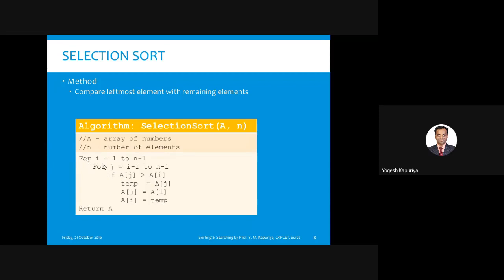What you are doing for i equal to 1 to n minus 1. So that means you are starting from the first element and you are reaching till the second last element. Last element is n. So you are reaching till second last element. The reason for that is there is no need to have any comparison when you have only one element inside an array. So last element is always there in a position.